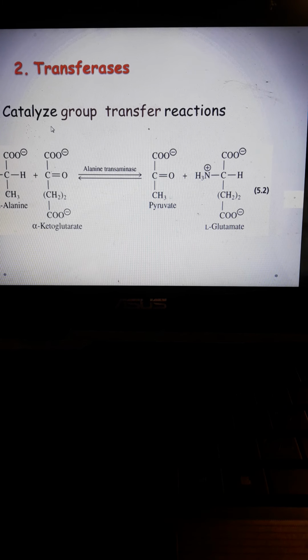Transferases catalyze group transfer reactions. We have alanine plus alpha-ketoglutarate. Transaminase means addition of the amino group to the alpha-ketoglutarate. Where does the amino group come from? From L-alanine. If removed, the products are pyruvate and L-glutamate. Removing the ammonia forms pyruvate; adding ammonia to the second carbon atom gives L-glutamate. So in the alanine transferase reaction, the process is reversible. Two opposite arrows mean reversible.